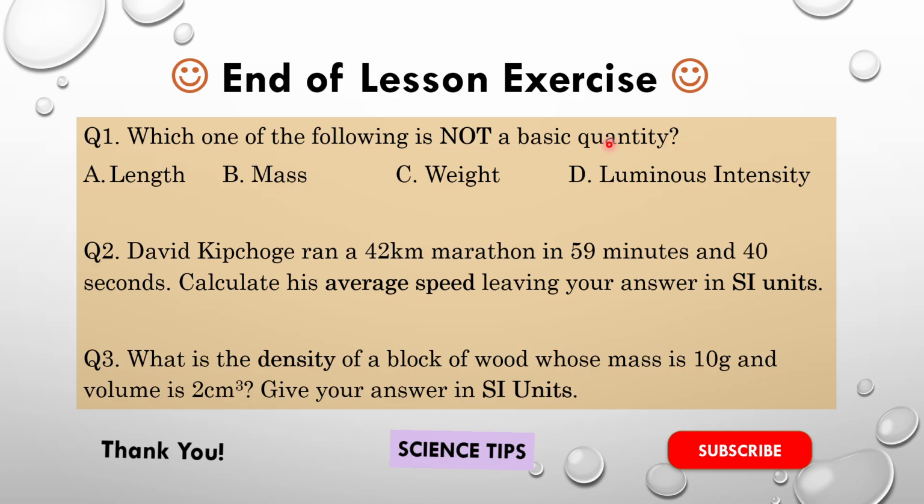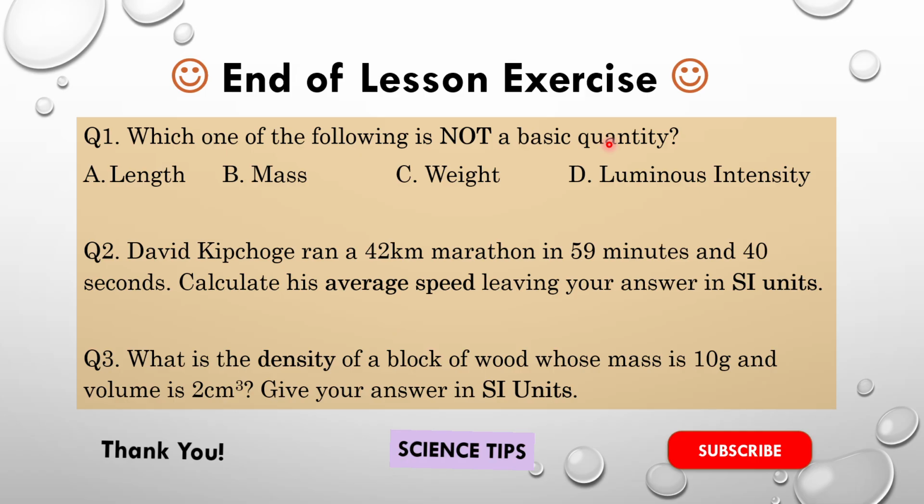The second one is a calculation question. David Kipchoge ran a 42-kilometer marathon in 59 minutes and 40 seconds. Calculate his average speed, leaving your answer in SI units. You can pause this video and check the answer and check whether you got it right. So here comes the answer. 10.73 meters per second. It's actually a very high speed for a long distance.